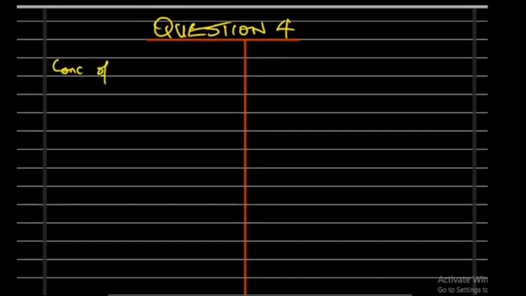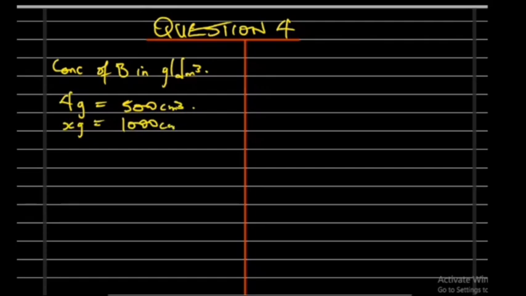Concentration of B in grams per dm cube. So from the question, it said 4 grams equals 500 centimeter cube. So X gram will be in 1000 centimeter cube, which is also our 1 dm cube.